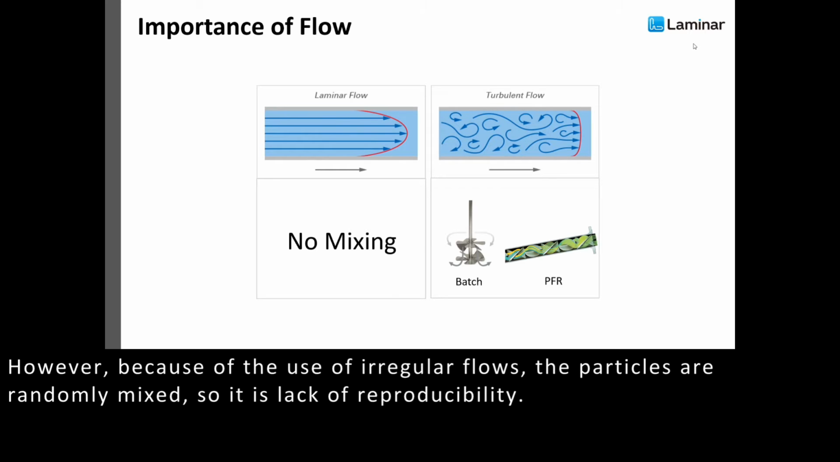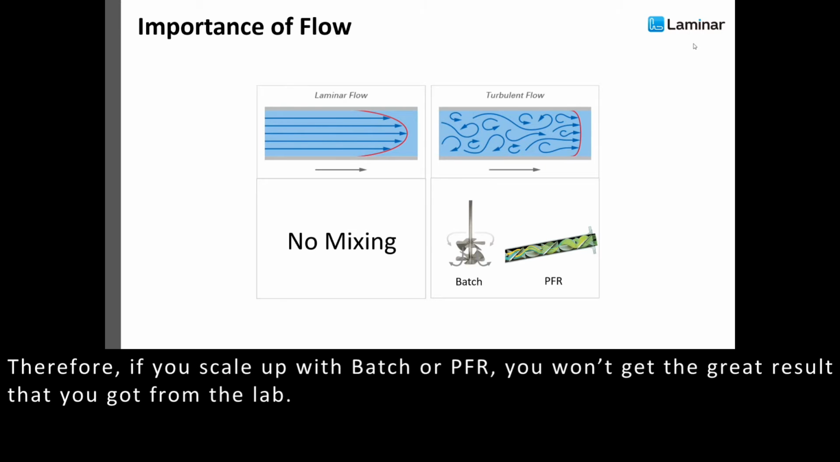However, because of the use of irregular flows, the particles are randomly mixed, so there is a lack of reproducibility. Therefore, if you scale up with the batch or PFR, you won't get the great result that you got from the lab.